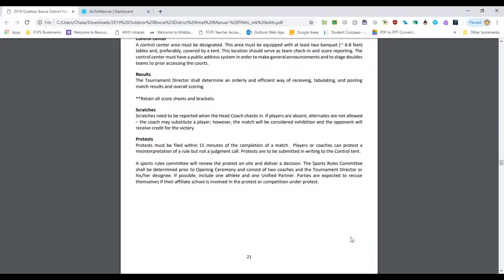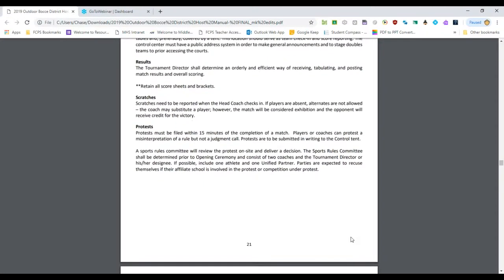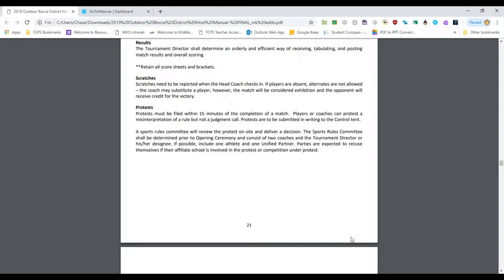For results, the tournament director should determine an orderly and efficient way of receiving, tabulating, and posting match results and overall scoring. You definitely want to be sure you retain all of those score sheets and brackets. Scratches need to be reported when the head coach checks in. If a player is absent, alternates are not allowed. The coach may substitute a player. However, the match will be considered an exhibition and the opponent will receive credit for the victory.